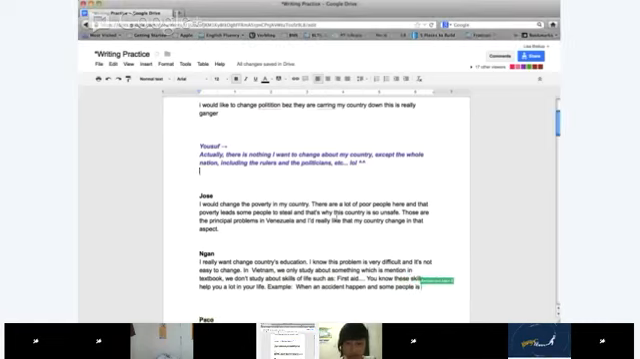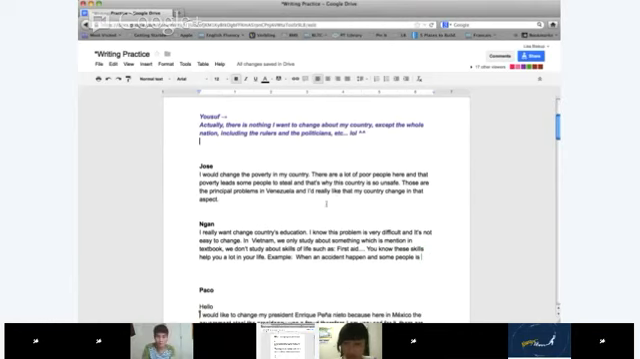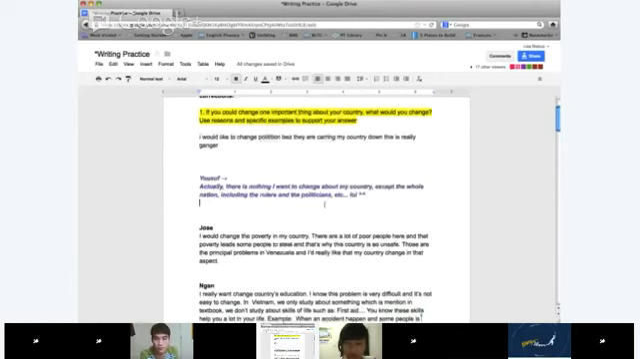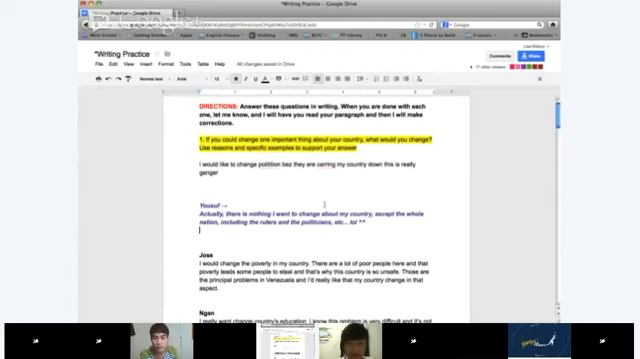Yeah, because I also wrote the answer about my country. I would like to change the politicians first, because they are carrying my country down. They are not very sincere about the people, and I think they don't love my country. It's just making money. I'm not happy about our government. Yeah. So you're talking about the government of Pakistan? Yeah, of course. Our politicians are very crazy.